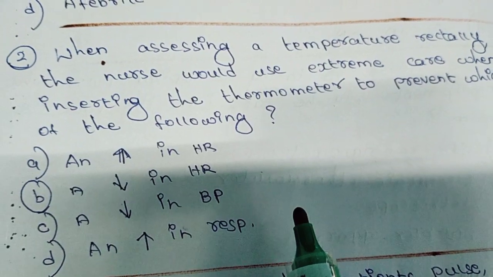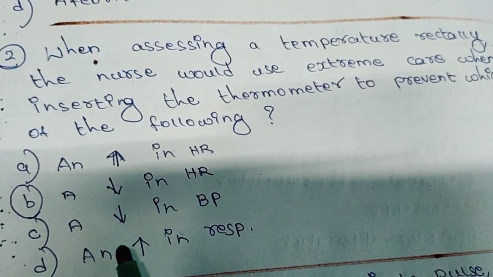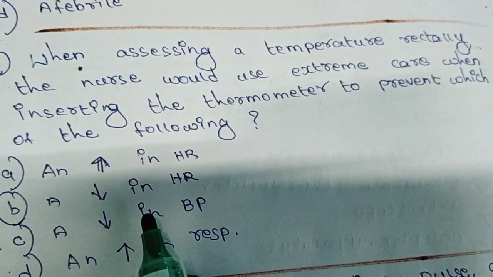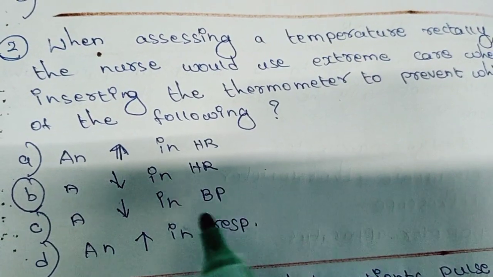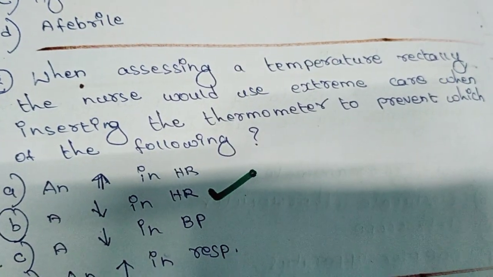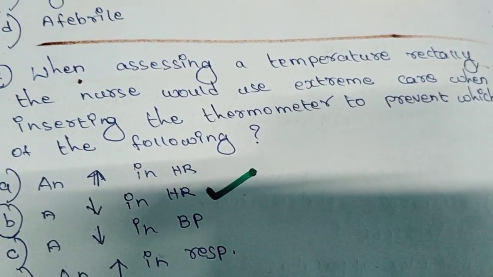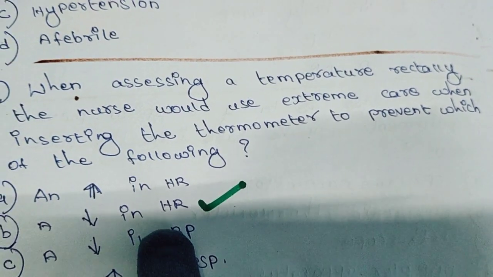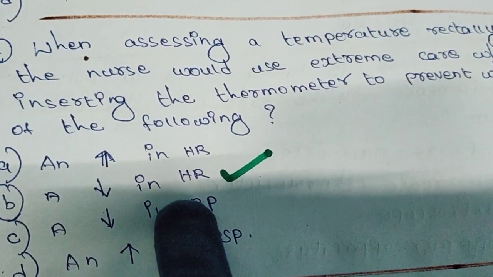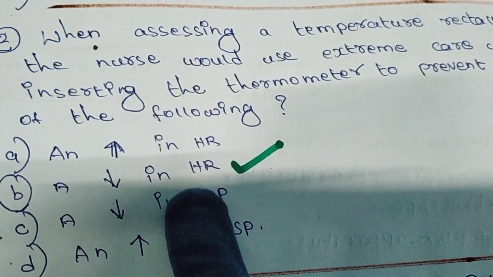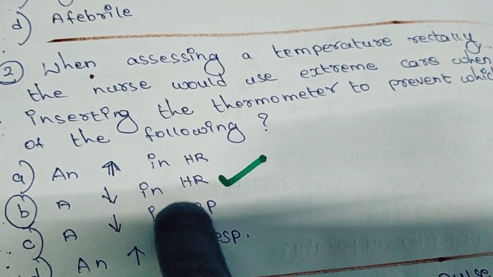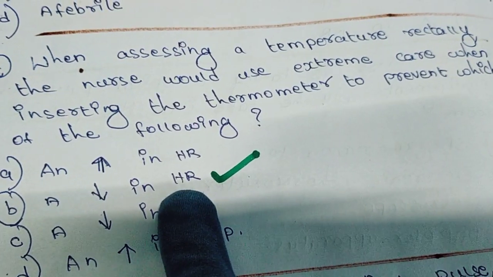Come on, answer. See, it can increase respiratory rate, no. It can decrease BP, no. It can increase heart rate, no. But it can decrease heart rate. So why do we have to insert the rectal thermometer carefully? Because it can decrease heart rate. When we are inserting the thermometer via the rectum, it stimulates the vagus nerve, and it can decrease the heart rate, which can be a big problem for patients with cardiac issues. So that's the reason when we are checking rectal temperature, we need to be very, very careful.